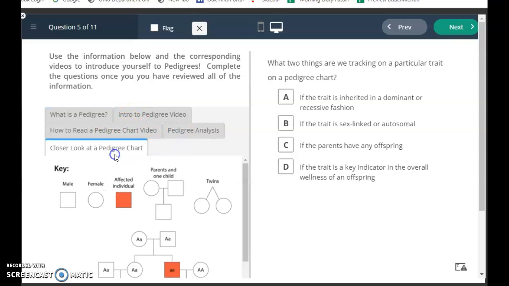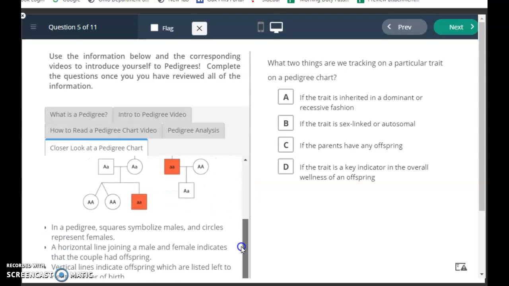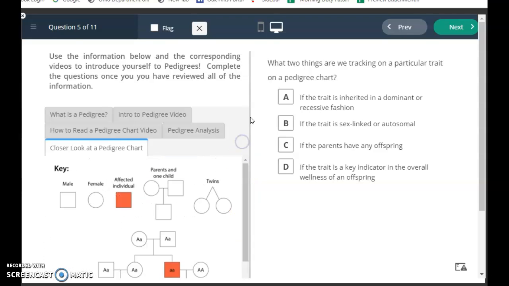What you've got to read really isn't that much. This is more a quick key of what's going on, and answer the 11 questions and turn it in.